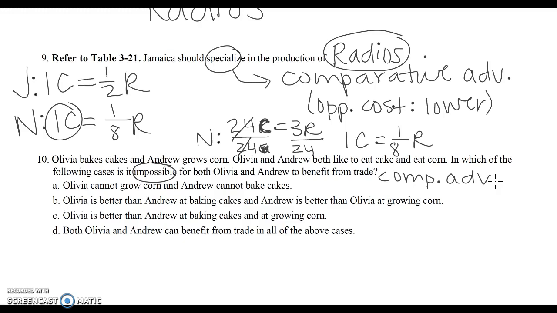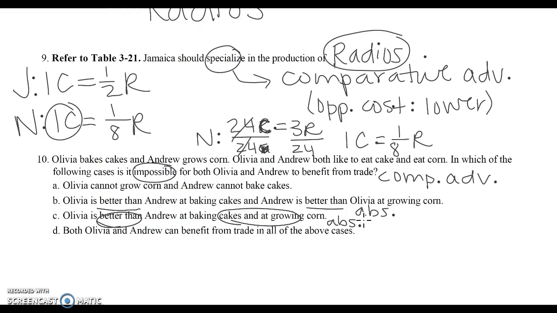B says Olivia is better than Andrew at baking cakes and Andrew is better than Olivia at growing corn. So this better than actually means absolute advantage. All right, so let's look at the next one. Olivia is better than Andrew at baking cakes and at growing corn. Okay, so this one's saying Olivia is better at both things. But again, that's absolute advantage. So it doesn't matter. Absolute advantage, you can be better at everything. What we're looking at is comparative advantage.